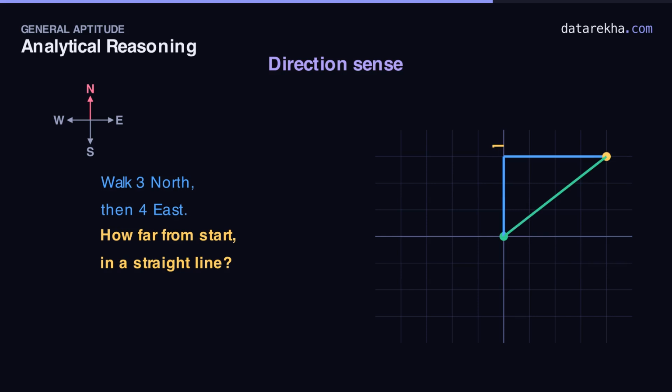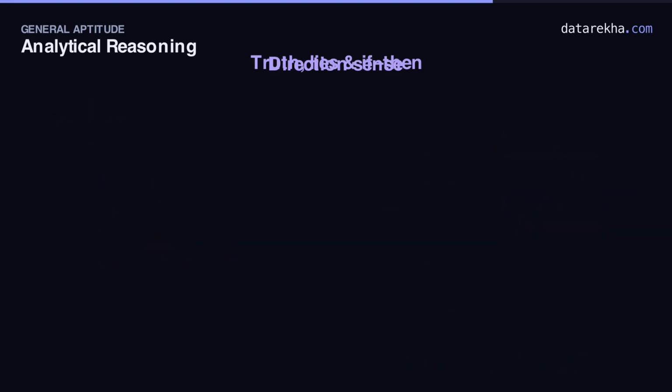Close the triangle. The line back is the hypotenuse of a 3-4 right triangle. And 3-4-5 is the oldest triangle there is. So you're 5 units from the start to the northeast. Right angles? Reach for Pythagoras.